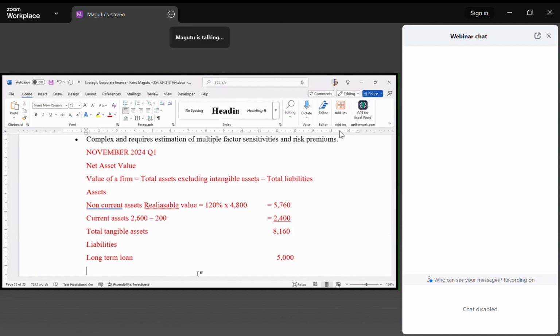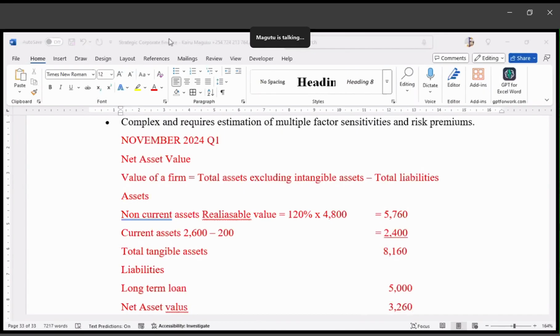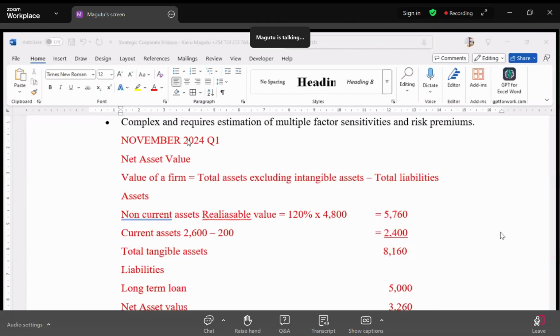So the net difference is the net assets value. How much is that? That is 3,160. So when you look at that question and what is provided, under the net asset value we determine the total assets minus the liabilities.